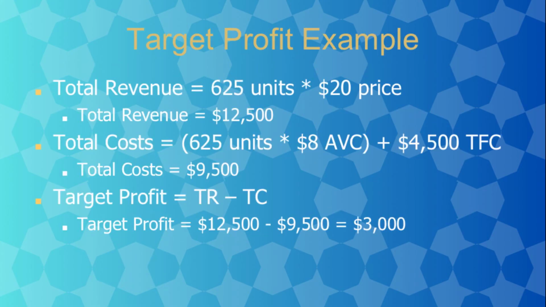Let's break down the target profit calculation with an example. If Katia Jewels sells 625 units at $20 each, the total revenue would be $12,500. The total costs, including variable and fixed costs, amount to $9,500. Subtracting the total costs from the total revenue, we achieve the target profit of $3,000.